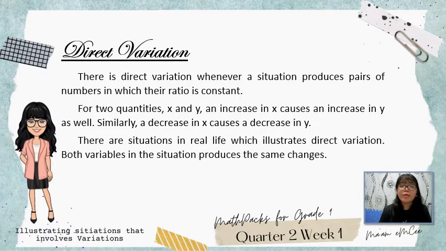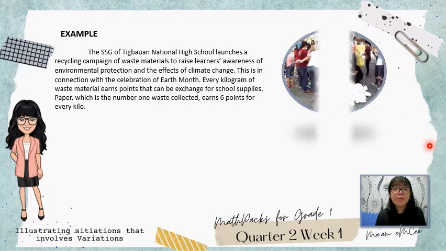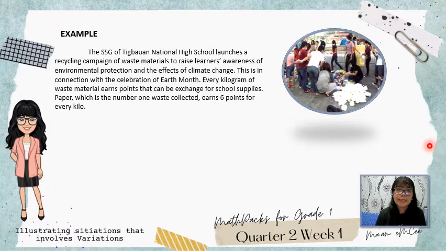There are situations in real life which illustrate direct variations. Both variables in the situation produce the same changes. Let us have an example. The SSG of Tibao National High School launches a recycling campaign of waste materials to raise learners' awareness of environmental protection and the effects of climate change. This is in connection with the celebration of Earth Month. Every kilogram of waste material earns points that can be exchanged for school supplies. Paper, which is the number one waste collected, earns 6 points for every kilo.